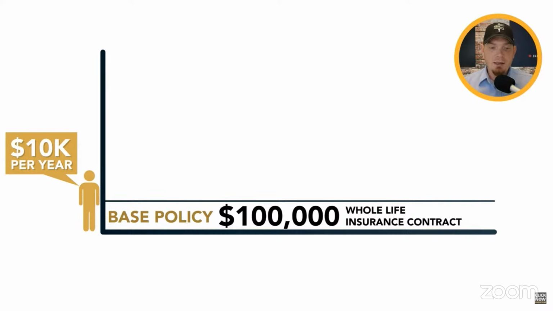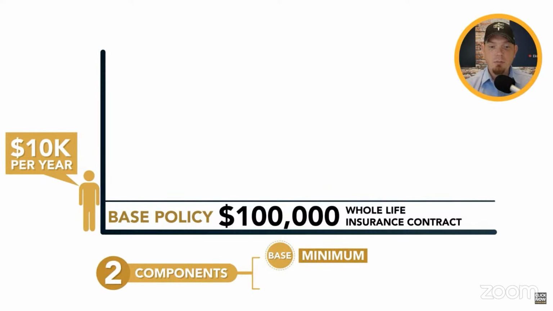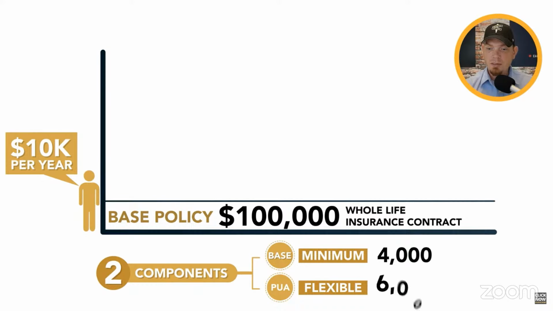Now, the key thing is that that premium is broken down into two components. The first component is what's called the base premium, or the minimum that's required to keep that policy in force. The second component is what we refer to as the paid up additions rider, or the PUA for short. This part is flexible. It's an optional top-up payment that allows you to turbocharge the accumulation of your whole life insurance values. So for the sake of our little example, let's assume that the minimum premium in our example is $4,000 and the flexible premium is $6,000.